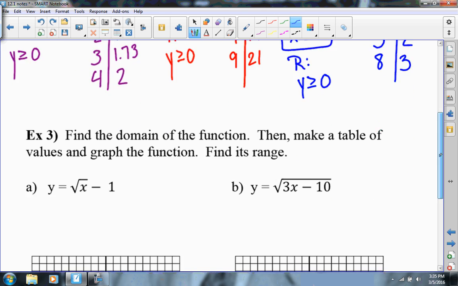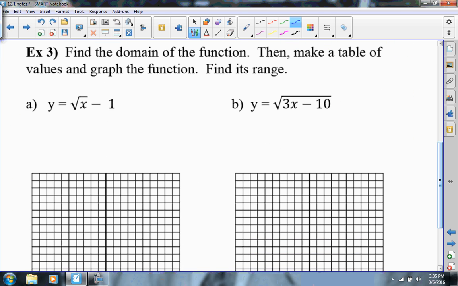Okay, so those are the steps. Now we're going to do example 3. This is our last example. We've got 2 parts to it. Here they want us to find the domain of the function, make a table of values, graph it, and then write down the range. So we're going to do exactly what we did in example 2, except now we're going to actually plot the points and see what the square root functions actually look like.